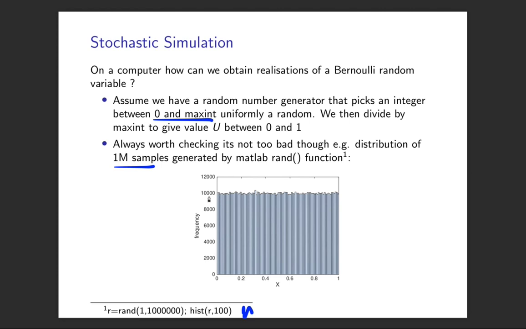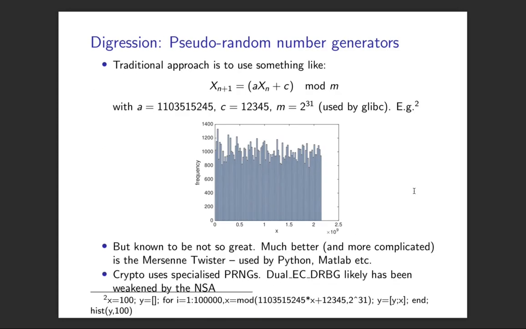And you can see it's pretty good. You get roughly 10,000. There are little blips back and forth, but it's pretty much even. All of the different values look like they're about equally likely, which is what we expect. So that's quite a good random number generator. But they're not all great.